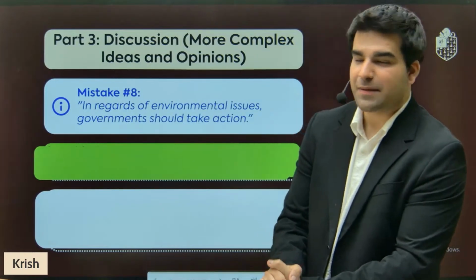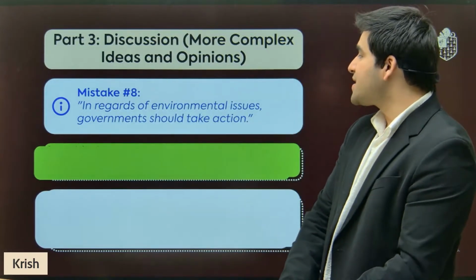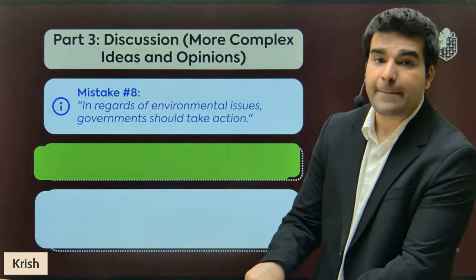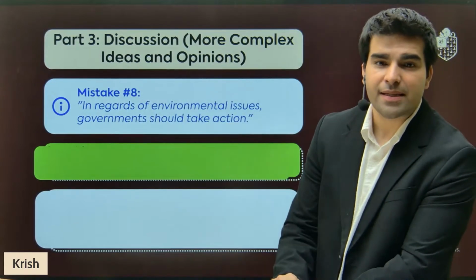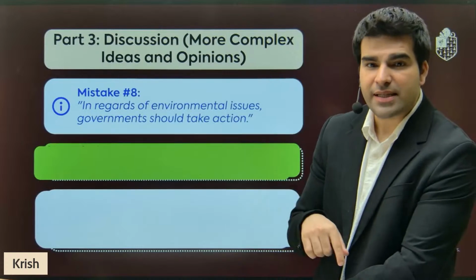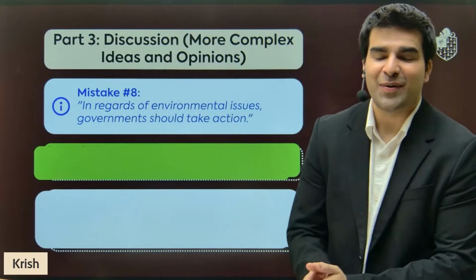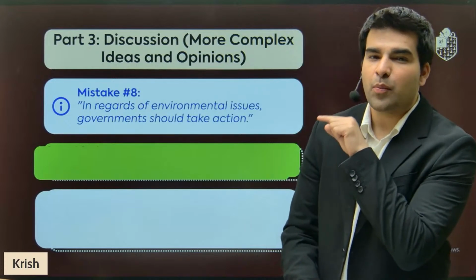Here is the next mistake. "In regards of environmental issues, governments should take action." A lot of people actually write like this in emails as well. Now there's ChatGPT that helps a lot with emails. But what do you think is the problem with this sentence?